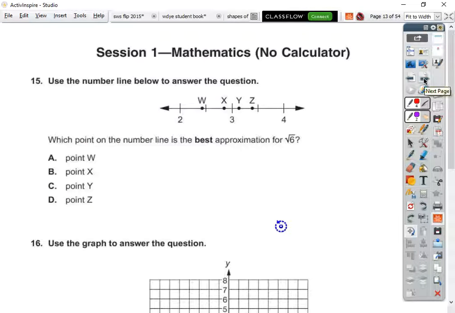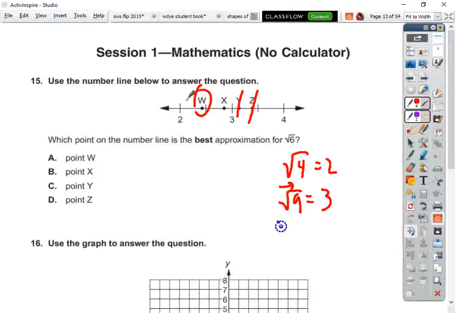All right, 15. Use the number line to answer the question. Which point on the number line is the best approximation for the square root of 6? Well, the square root of 4 is 2, and the square root of 9 is equal to 3. So we know that the square root of 6 is going to be somewhere in between. So we know Z and Y cannot be true. Also, the square root of 6 is going to be a lot closer to the square root of 4 than the square root of 9. So therefore, the only possible answer is W.